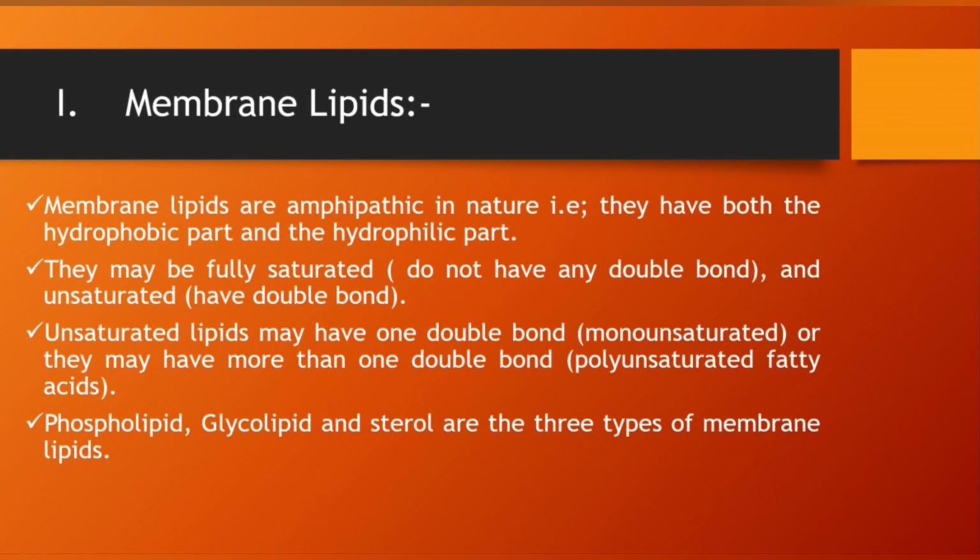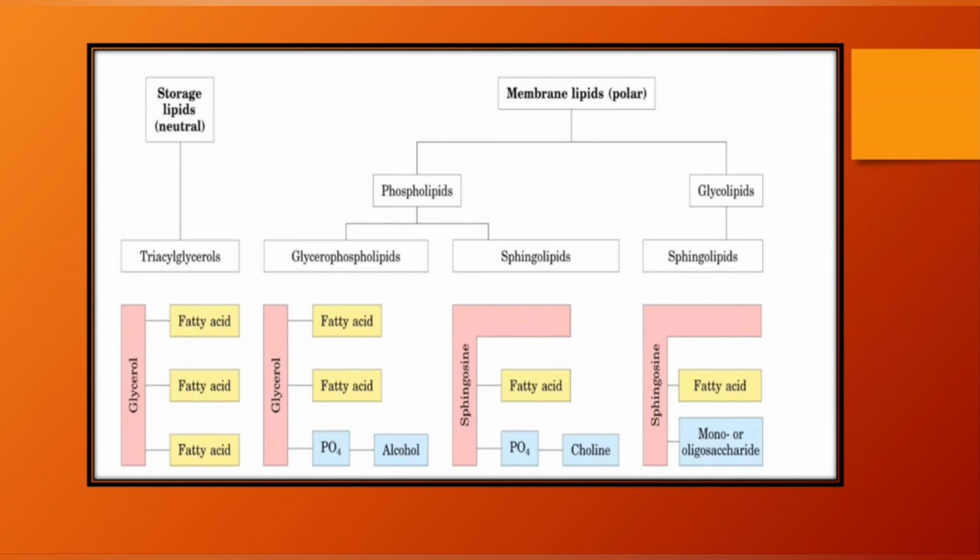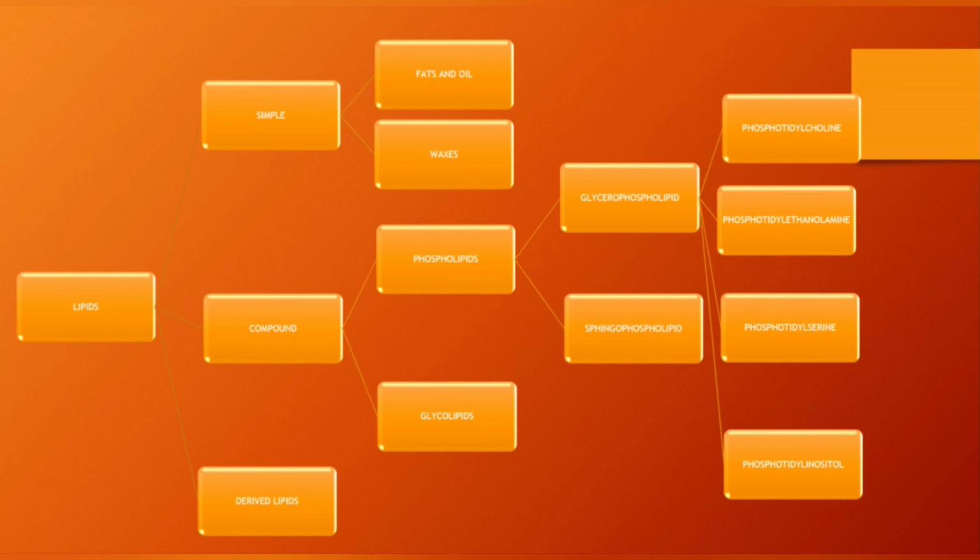Okay, next the lipids are classified into phospholipid, glycolipid, and sterols. So we will talk about the classification now. Lipids are first classified into simple, compound, and derived lipids. Simple lipids are further classified into fats and oils and waxes. And compound lipids are classified into phospholipids and glycolipids. Further, we can classify phospholipid into glycerophospholipid or sphingophospholipid.